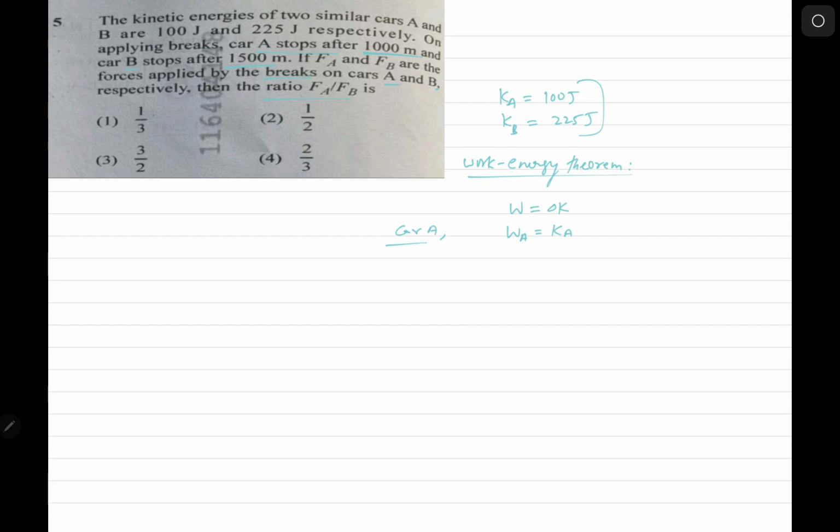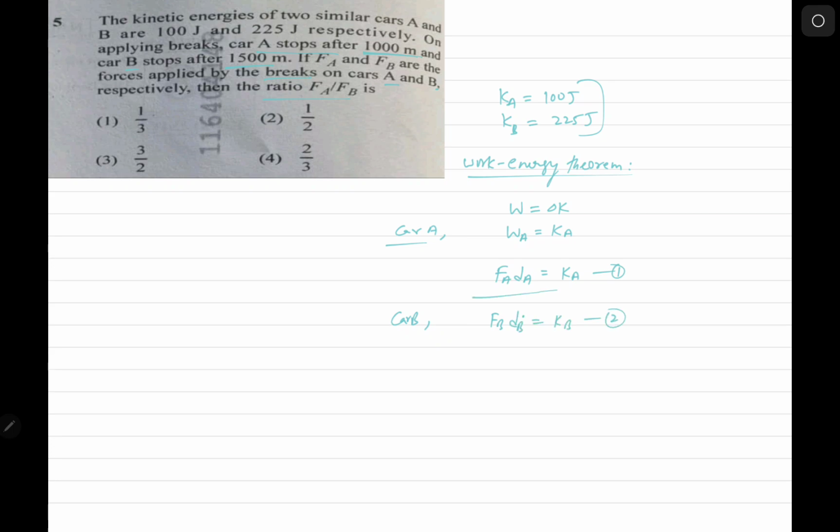So minus sign will come, but we can neglect it at this moment. If you want to write, you can write. Minus will be cancelled anyway. Okay, and so work done by the force will be FA into dA is equal to KA, right? So that is the first equation. Similarly for car B, FB dB is equal to KB.